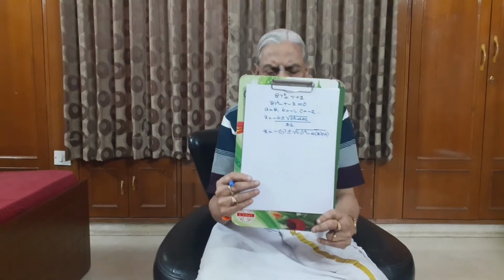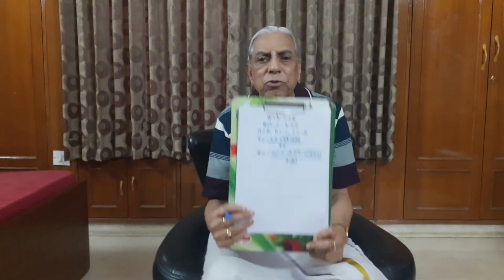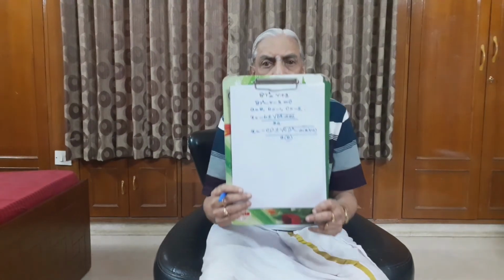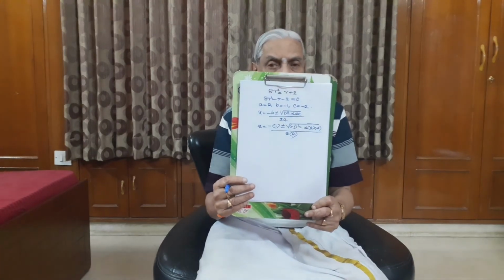What is the value of c? It is minus 2 again. See that? Minus 4 into 8 into minus 2. Whole divided by 2a means what? 2 into. What is the value of a? 8. 2 into 8. Substitute, you should not make mistakes anywhere. After substituting for a, b and c, you have to simplify correctly.